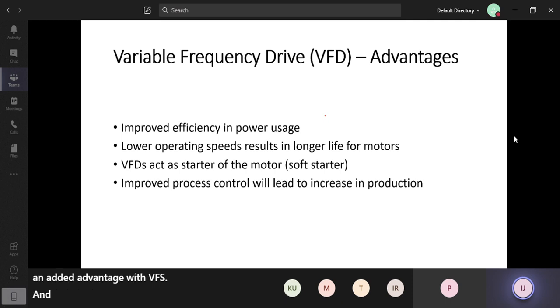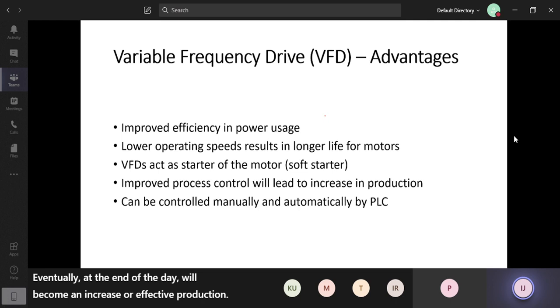Improved process control will lead to an increase in production. When we control the process efficiently and effectively, eventually at the end of the day, it will become increased or effective production. Also, it can be controlled manually, and it can be connected with a PLC. When using the VFD, we can control the speed of the motor manually. At the same time, by connecting a PLC or any other controller to the VFD, we can automate the process based on the field conditions.